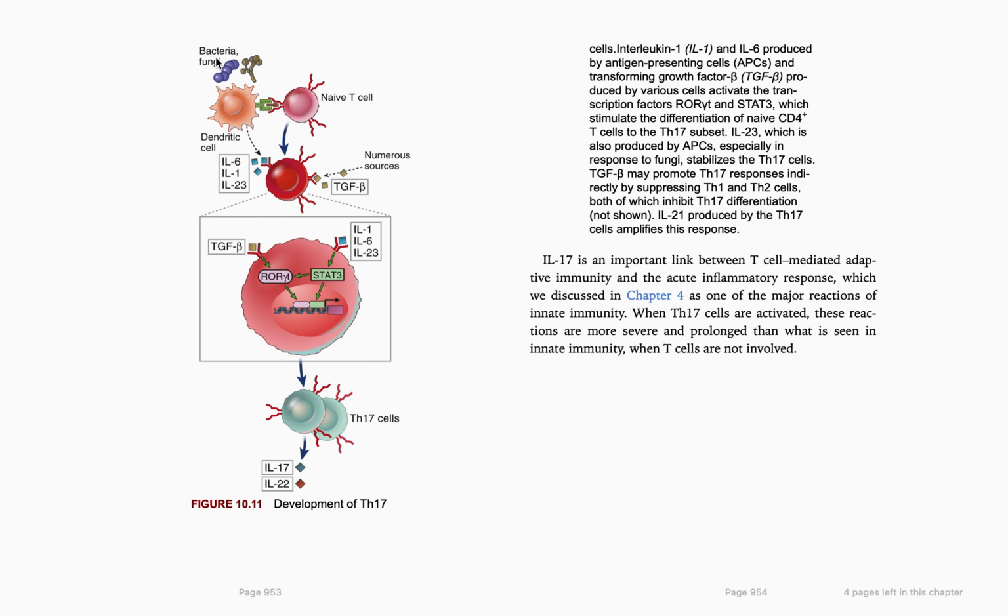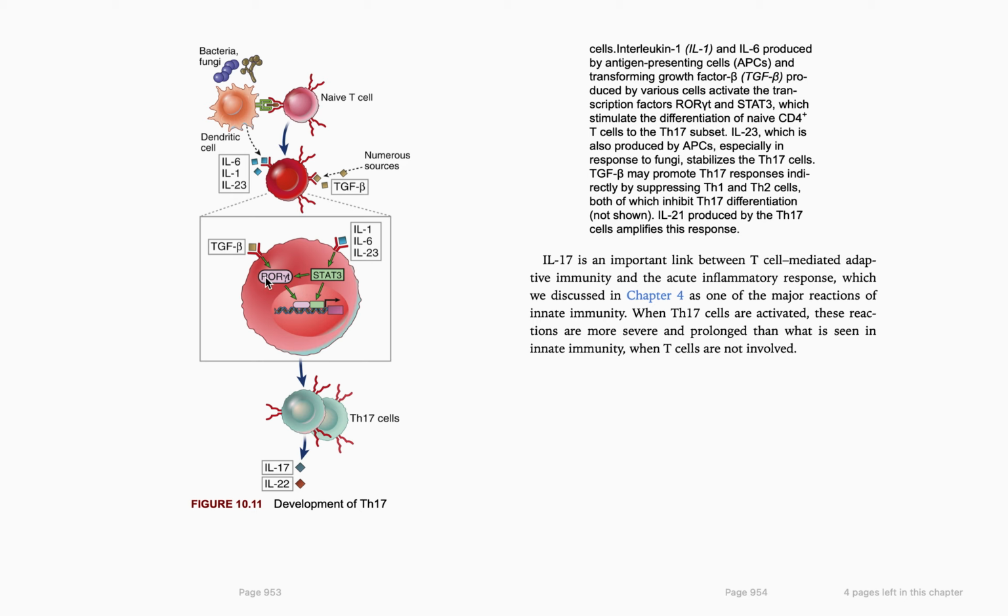So we have seen this. We have the bacteria and fungi. Then they activate the dendritic cell. The dendritic cell will produce interleukin 6, interleukin 1, and interleukin 23. These all act together on the naive T cell, and they can activate ROR.